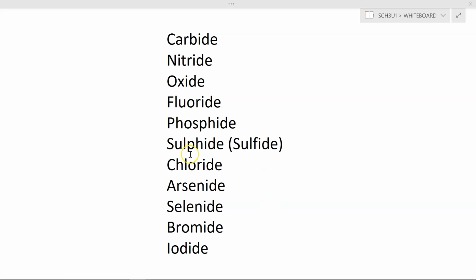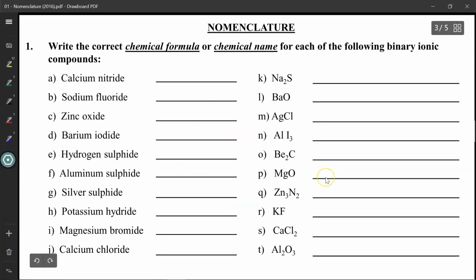Now, just so you're aware, I like to spell sulfide with a PH. This is the British or the Canadian way of spelling sulfide. If you want to spell it with an F, that is the American way of spelling sulfide. Both are acceptable, so I won't deduct marks on the test, but I will deduct my respect for you if you use the American spelling. Alright, so let's try some examples.